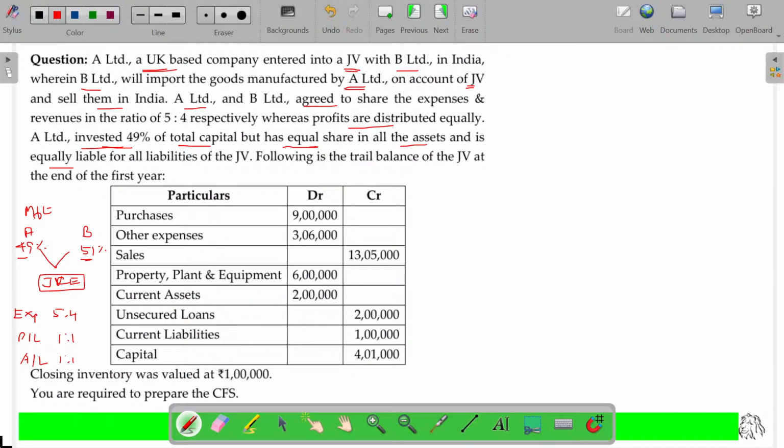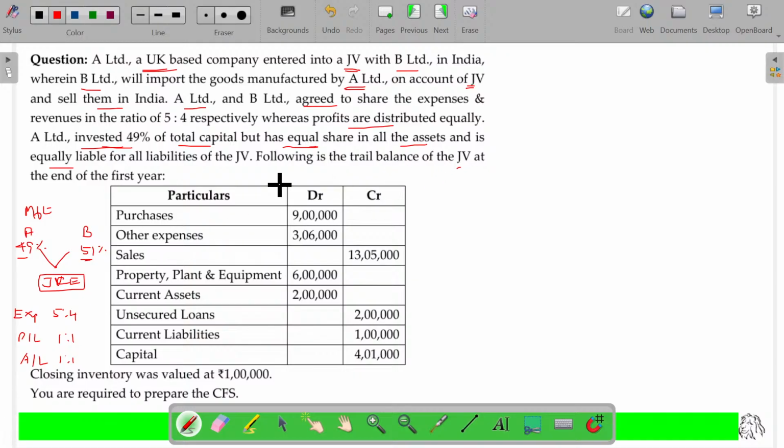Maybe it's a legal restriction, so foreign collaborators should not invest 50% in India. In that case, they may reduce it by 1%, so that even though it's reduced by 1, they will still have equal rights in making the policies and decisions.